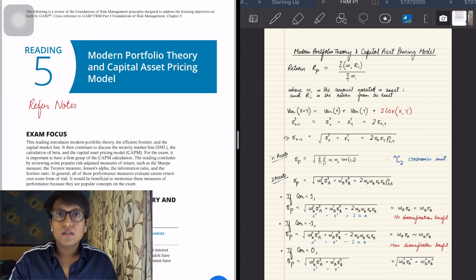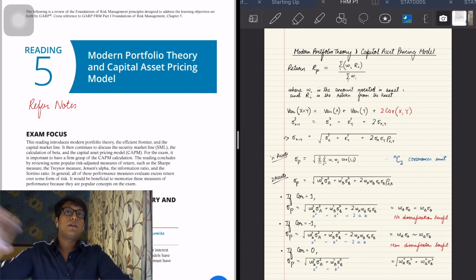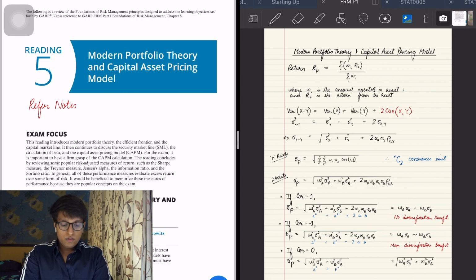Okay, so let's begin with this fifth reading, modern portfolio theory and capital asset pricing model. It's fairly important, but I'll simplify it down as much as possible.